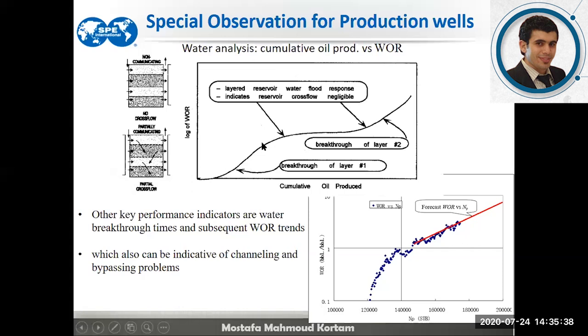Another implication of this chart: if you have two trends, it may indicate you have layering. So this is the breakthrough time of layer one, while this part is indicating the breakthrough time of layer two. This implies a layering effect in your system, so you can easily understand whether your reservoir has a layering effect or not by observing the slope and the curve of log water oil ratio versus the cumulative oil.